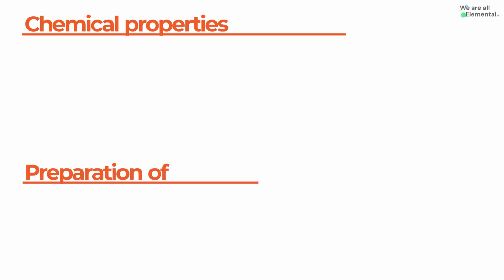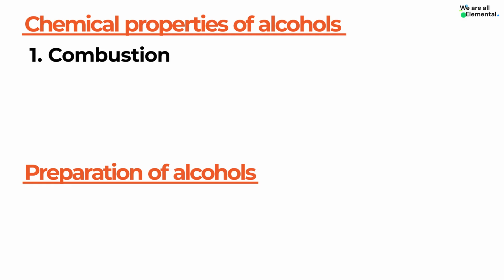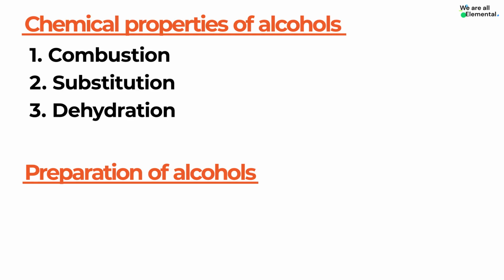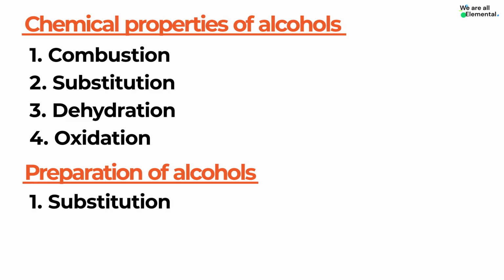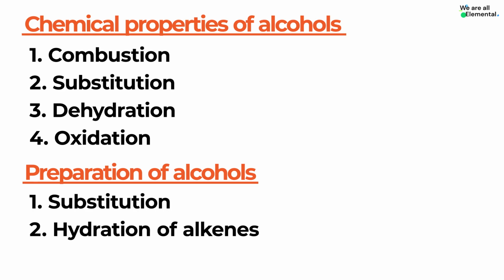In this video, you will learn about the preparation and properties of alcohols. In the chemical properties of alcohols, you will learn about combustion, substitution, dehydration, and oxidation reactions, and the preparation of alcohols through substitution, hydration of alkenes, and fermentation.